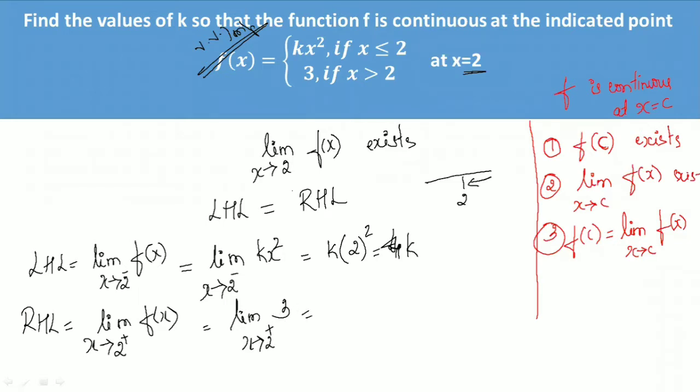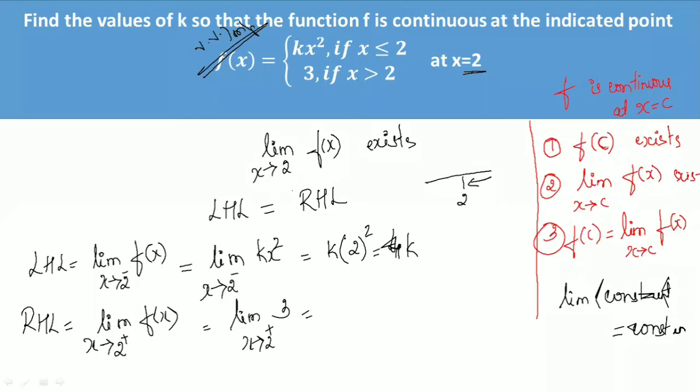What is this? 3 is a constant. What is the limit of a constant? Can anyone tell me this? What is the limit of a constant, students? It is the constant itself. Remember always, the limit of a constant is the constant itself.